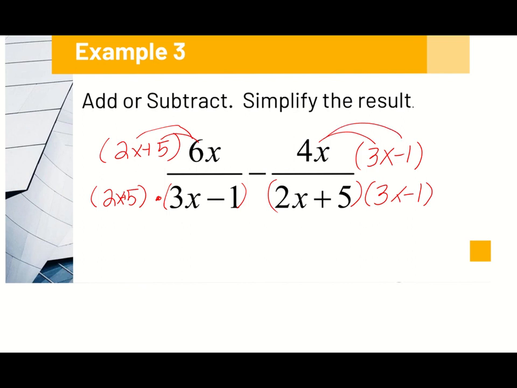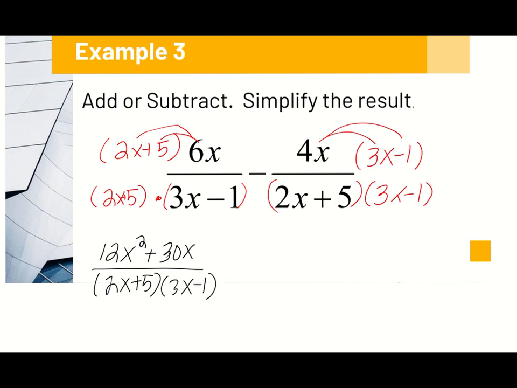there. So 2x times 6x is going to give me 12x squared. 5x times 6x is going to give me 30x. And then my denominator, I'm going to end up having to factor anyways, so just leave them as factors. So the denominator can leave as factors. The numerator I want to multiply together so that I can go ahead and subtract my numerators. And then I'm going to subtract the numerator here, which is going to be 4x times 3x is going to be 12x squared. 4x times negative 1 is going to be negative 4x. And then I have my denominator.